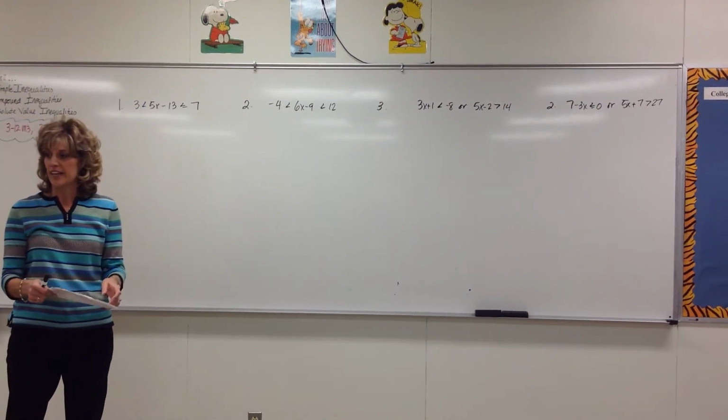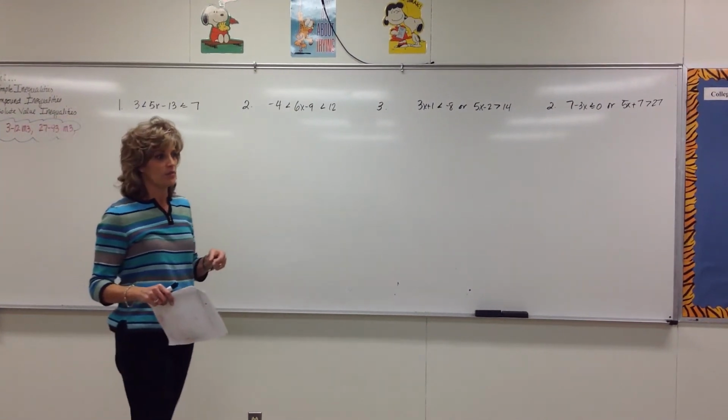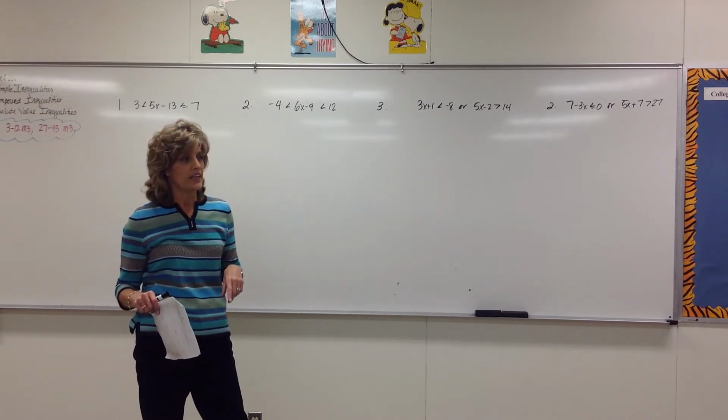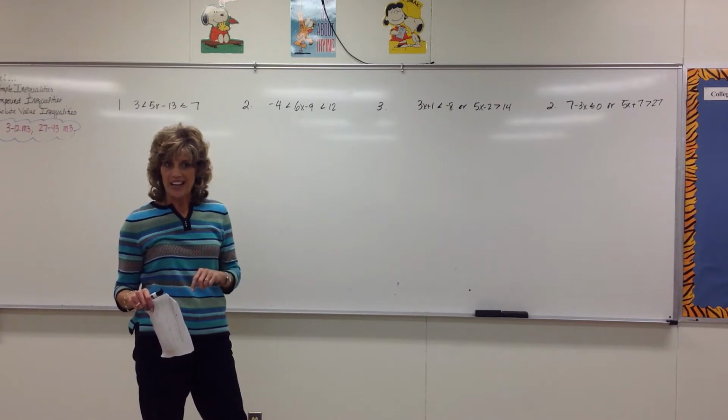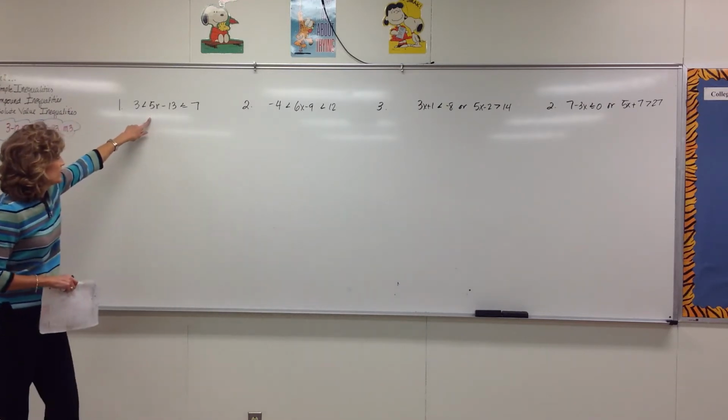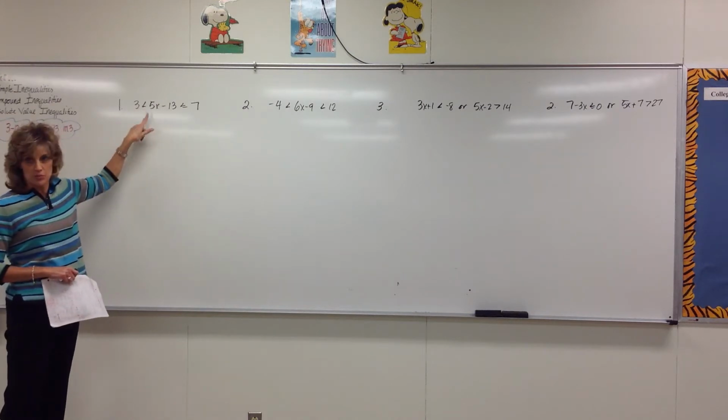Compound inequalities today. There are two types. Some compound inequalities have more than one inequality symbol. And sometimes you use the word and, sometimes you use the word or. Here's a compound inequality because it has two symbols.